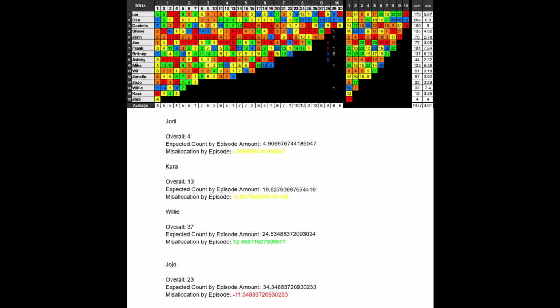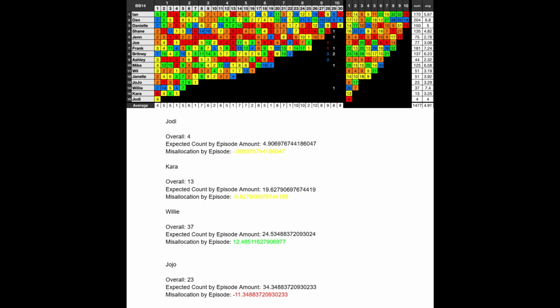Kara overall got 13 confessionals, and her expected count by episode amount is 19.62. This causes for a misallocation of negative 6.627.